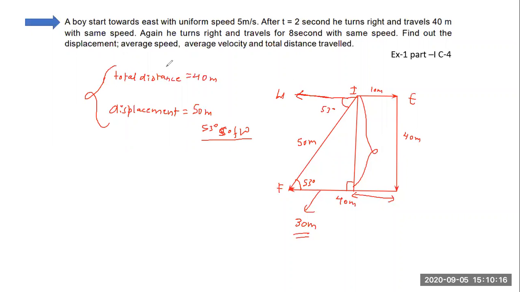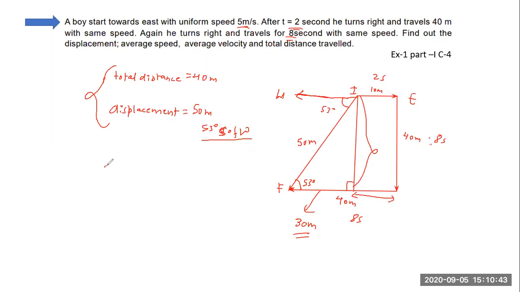Now coming to average speed and velocity, simply divide by the time. So time taken is how much? 2 second, 8 second, and travels 40 meter with the same speed, so 40 divided by 5, so the time during this journey will also be 8 seconds. So 2 second, 8 second, and again 8 seconds. So the total time taken is 8 into 2 is 16 plus 2 is 18.